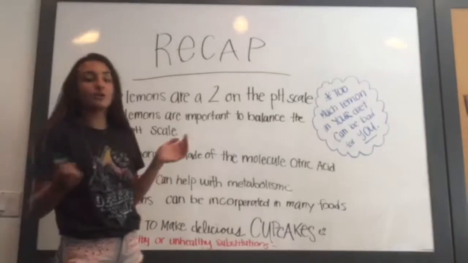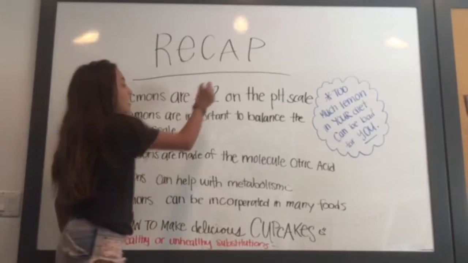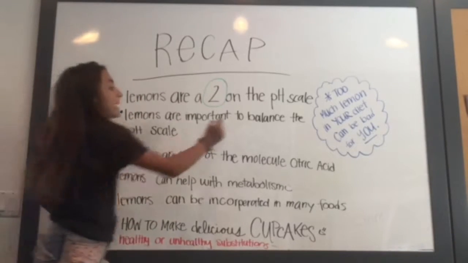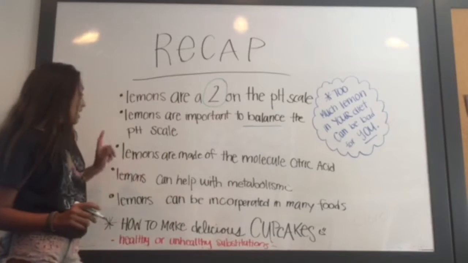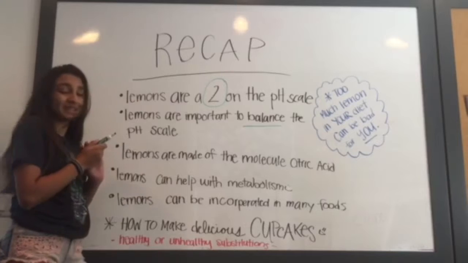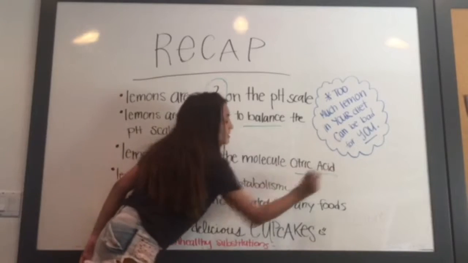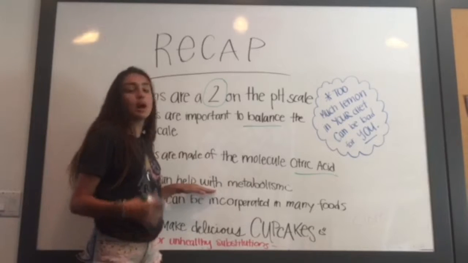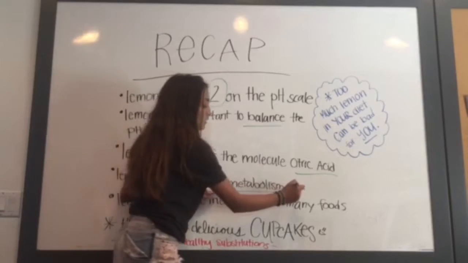So overall, what you got from this video is that lemons are a 2 on the pH scale. Lemons are important in balancing your pH. Lemons are made of the molecule citric acid, like we showed over here, which makes them an acid. Lemons can help with your metabolism. They can help speed it up.